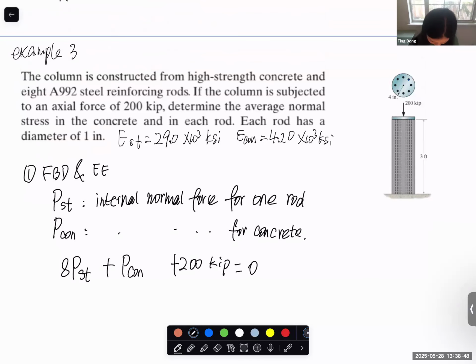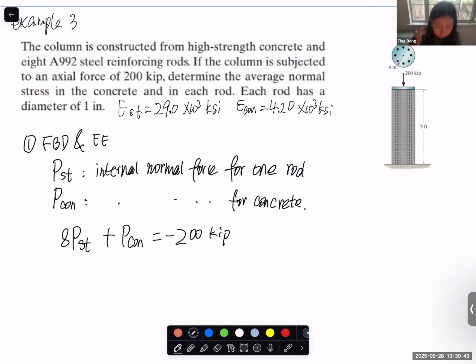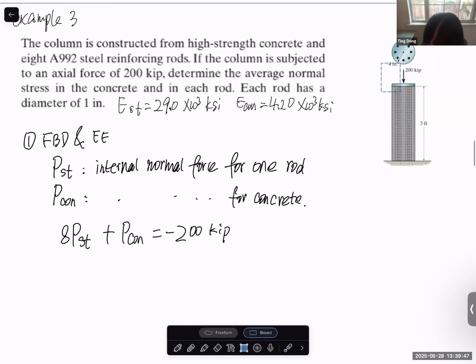Let's do a free body diagram. Wait, let's say you have the rigid plate here. You imagine you have the 200 kips applied in this way, and you have the force applied by the rod and concrete to this rigid plate. Should it be in the opposite direction or in the same direction? I think it's easy to explain why. Let's still write in the original form. How should I explain this one?